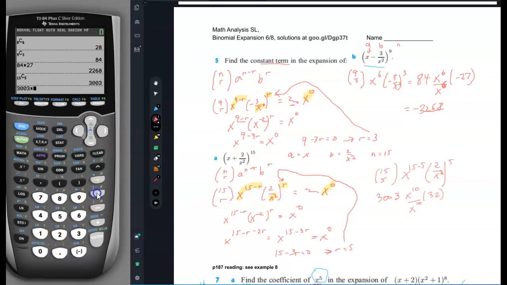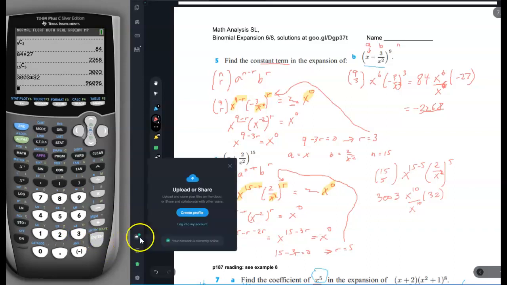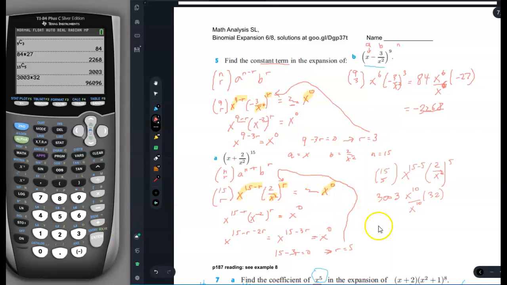For a constant term, we don't say coefficient. We just say constant term. 96096. Okay, 3003 times 32. Good. And X to the 10th over X to the 10th cancels out. Okay, that's the algebra method. How do you like that?